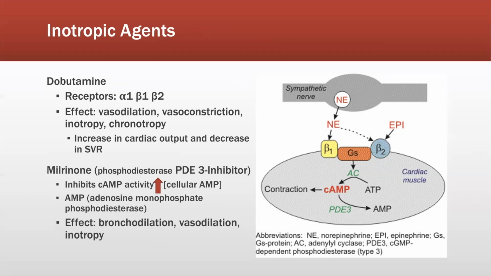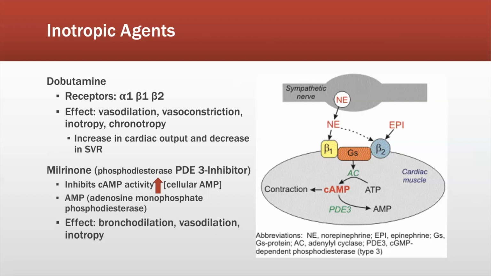So going back to SVR, that's our systemic vascular resistance. When our heart has less to work against, it's able to work more effectively. Moving down to milrinone. So this is a phosphodiesterase PDE3 inhibitor. So this inhibits cellular AMP and therefore has an effect of bronchodilation, vasodilation, and inotropy. So milrinone increases the contractility of the heart and relaxes vessels so that it can adequately pump.